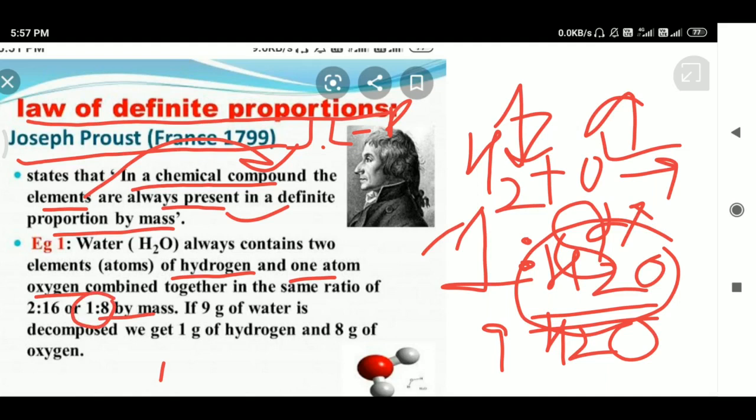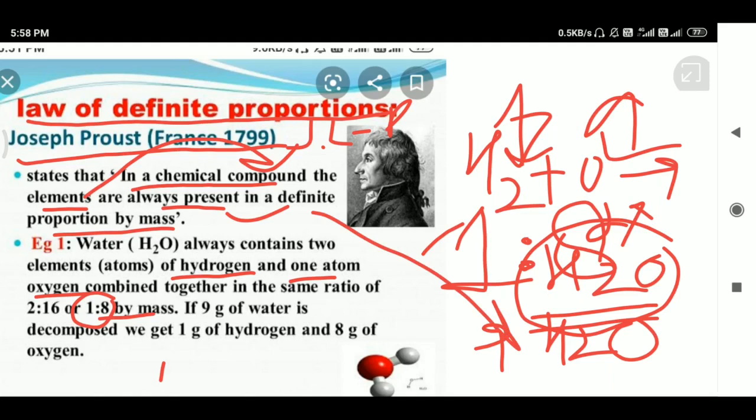Same is the case with this law. That's why this law is also called the law of definite proportion. It means there should be one part of hydrogen and 8 parts of oxygen. Then and only then will water get formed. That's why this law states that in a chemical compound, the elements are always present in a fixed proportion by mass.